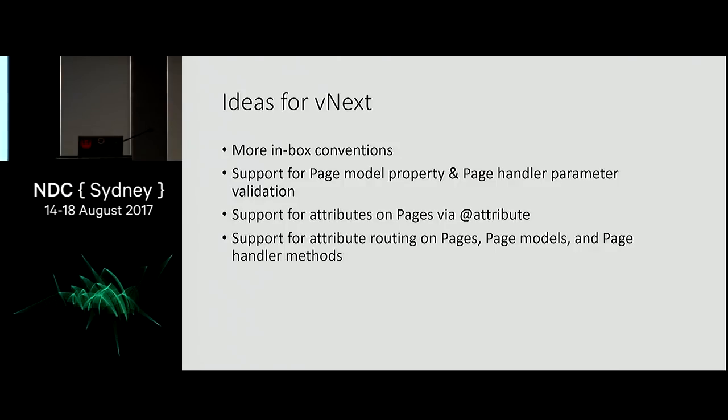I talked about adding attributes. And I talked about adding support for attribute routing on pages, which would allow you to then use that attribute to change the route of the page directly on the page model or inside the Razor file, which would be nice. So you don't have to do it in C#.